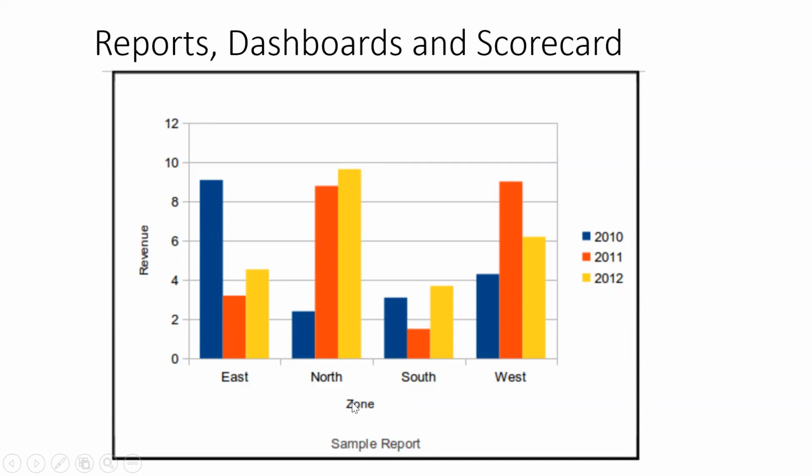We are grouping the data here based on zone, and it can be controlled. You can see it as per the color combination here. For each year, we are showing it in this way.